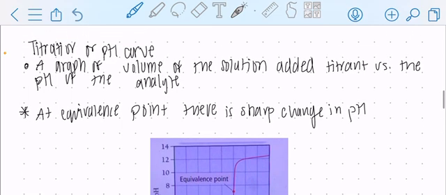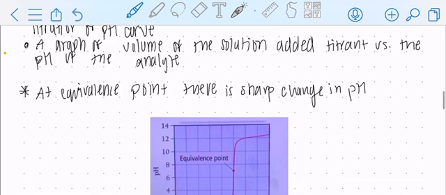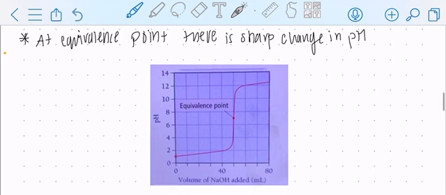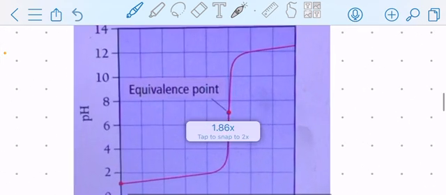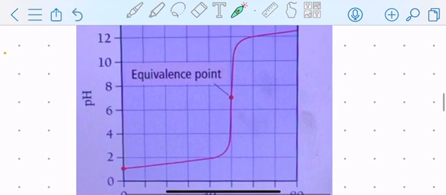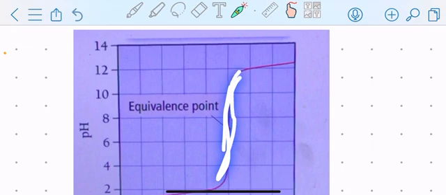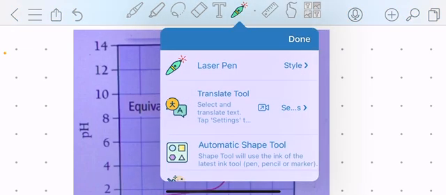Titrations and the pH curve. A graph of volume of the solution added to the titrant versus the pH of the analyte. An equivalence point is when there's a sharp change in pH. The equivalence point here is this, right here, where we see a sharp change in pH.